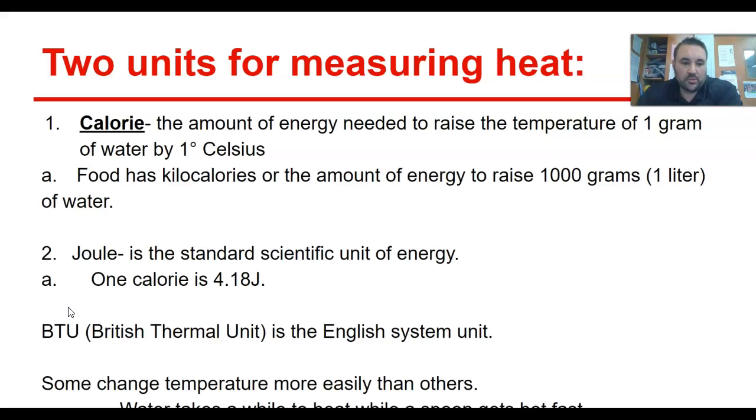A joule was named after the scientist Joule, who actually was a famous cannon maker. 1 calorie is 4.18 joules. We have the British thermal unit, except we aren't Britain. But if you buy a thermostat, or a heating system, or a grill, they will measure it in BTUs, which is what the English used to use for heat.